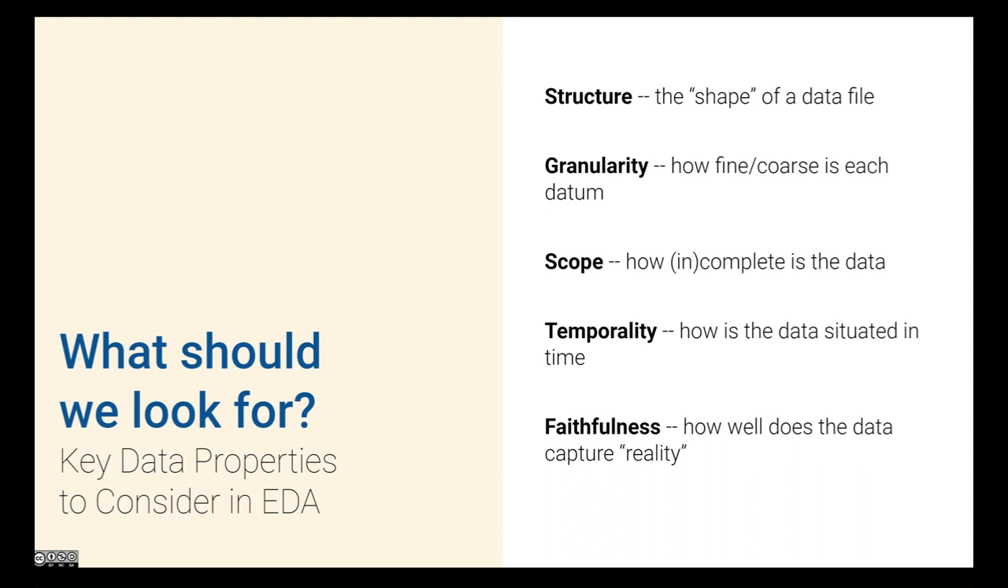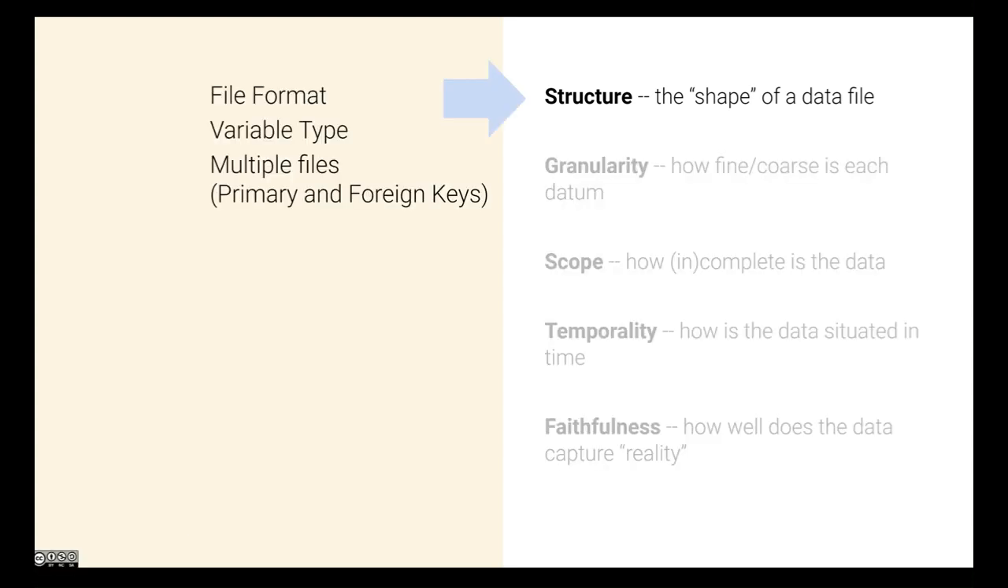These are 5 key properties that we're going to recommend you look for while doing your EDA. And so the first is the idea of what is the structure of the data. The second is what we're calling the granularity, and we're going to get into both of those today. And then the last 3, scope, temporality, and faithfulness, will be in a future video. So key things to consider when we're examining the structure of your data is the format of the file, and then what we're calling variable types, and whether or not you're going to need to merge multiple files when conducting your analysis.